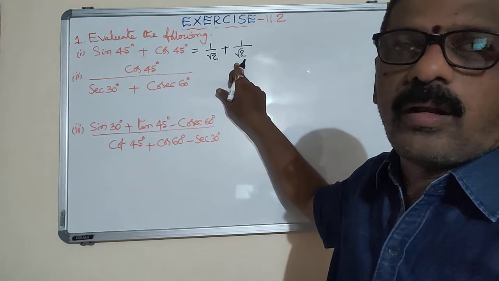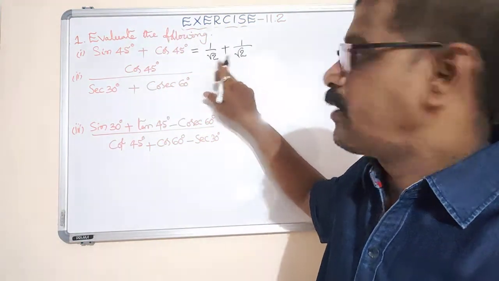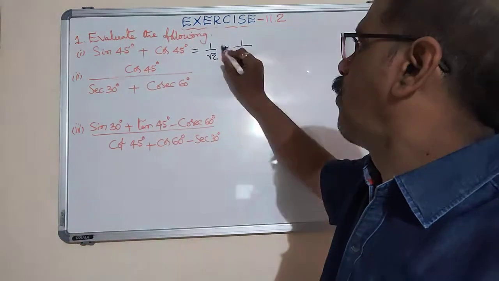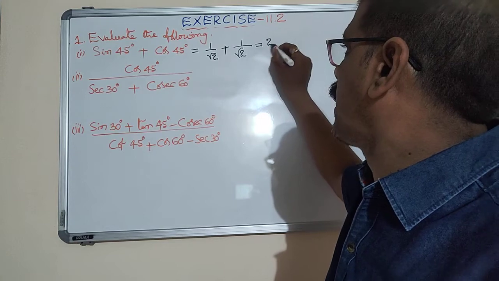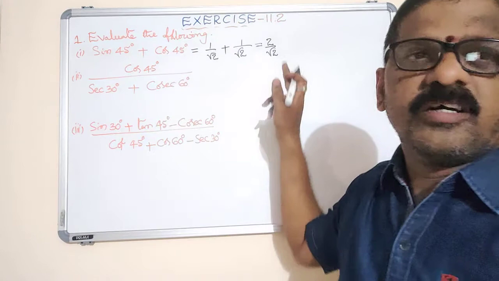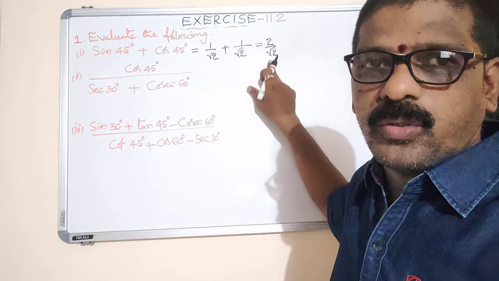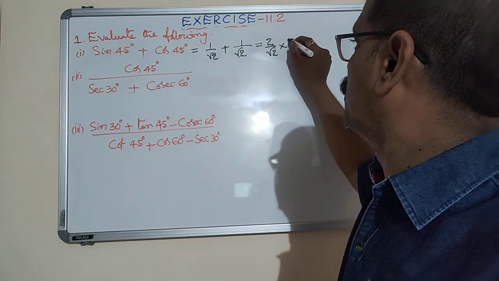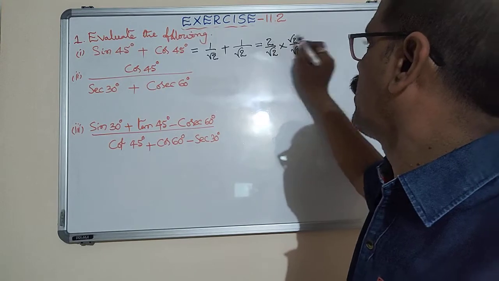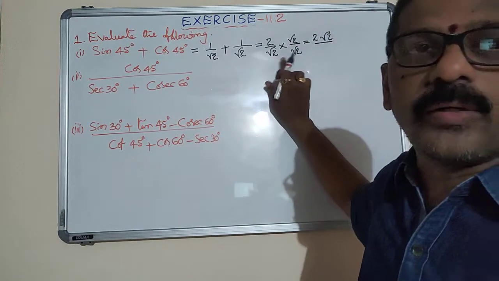Now these are like fractions. Why? Because the denominators are equal. The sign is plus, so numerators should be added. 1 plus 1 will be 2 by root 2. Now the denominator has root 2, so rationalizing the denominator, root 2 can be written as root 2 by root 2. That is equal to 2 into root 2 by root 2 into root 2.